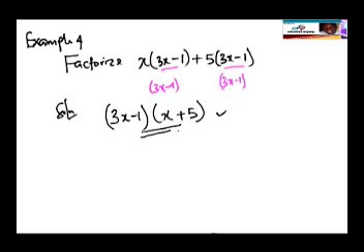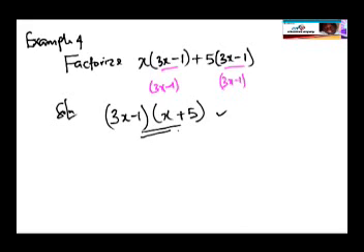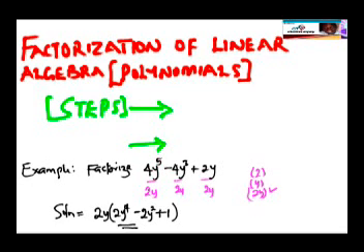Now we'll move to the next step, and the next step says factoring a polynomial with 4 terms by grouping. Previously we've been treating 2 terms, 3 terms. The highest we've done is 3 terms, I guess. You have term 1, term 2, and term 3. There are 3 terms we've been treating. Let's see the other one. Okay, this one is also 3 terms. You have 1, 2, and 3.